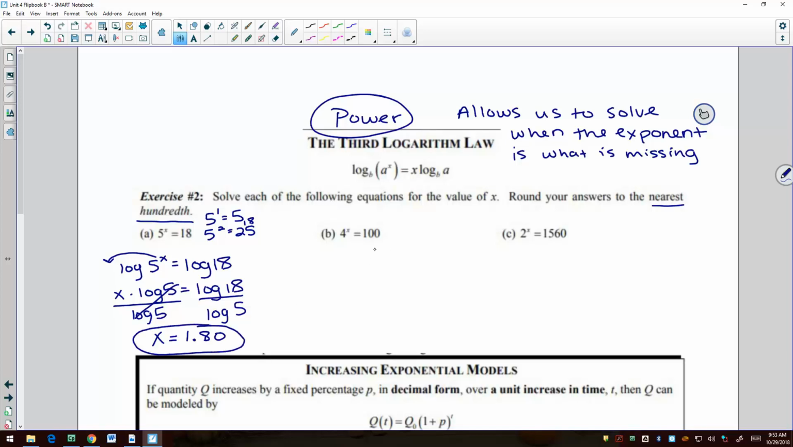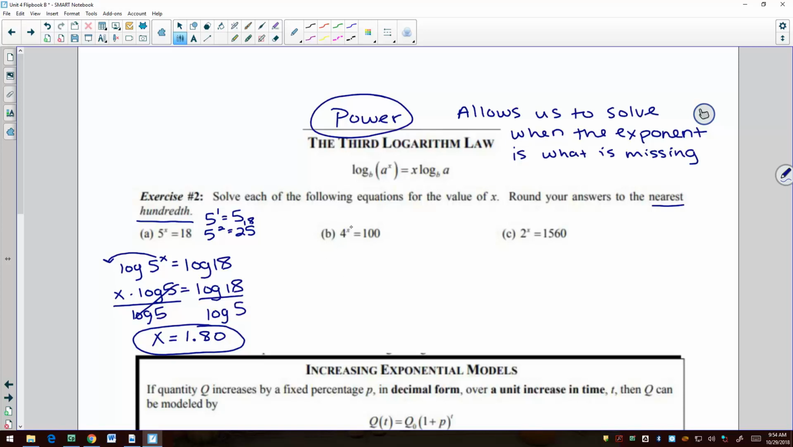Okay, the next one, x is in the exponent spot. It's saying 4 to what power? Oh, and by the way, notice I did get a number between 1 and 2. It was closer to 2. So back to B. 4 to some power is 100. Well, it's not going to be a pretty number because 4 to some power is not going to give you an even 100. It's going to be some decimal.